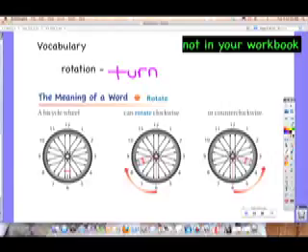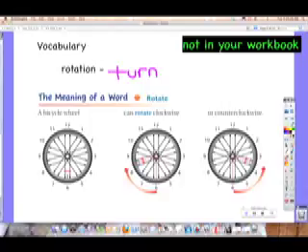Okay, so I've got these bicycle pictures. This theme has been bicycles, right? So we can rotate clockwise or counterclockwise. Everybody out of your seats. Stand up next to your desk. Let's practice and let's get you a little bit dizzy. Are you ready? Face the board.